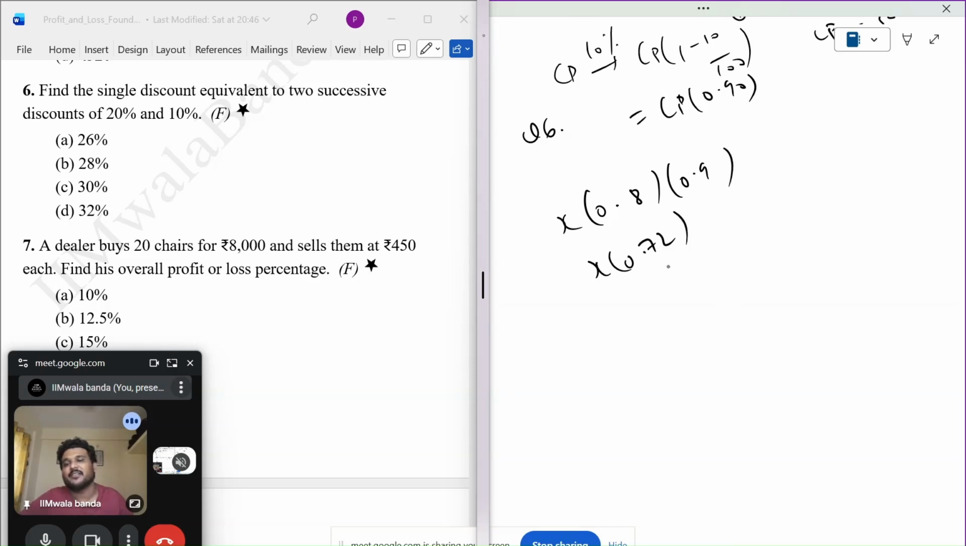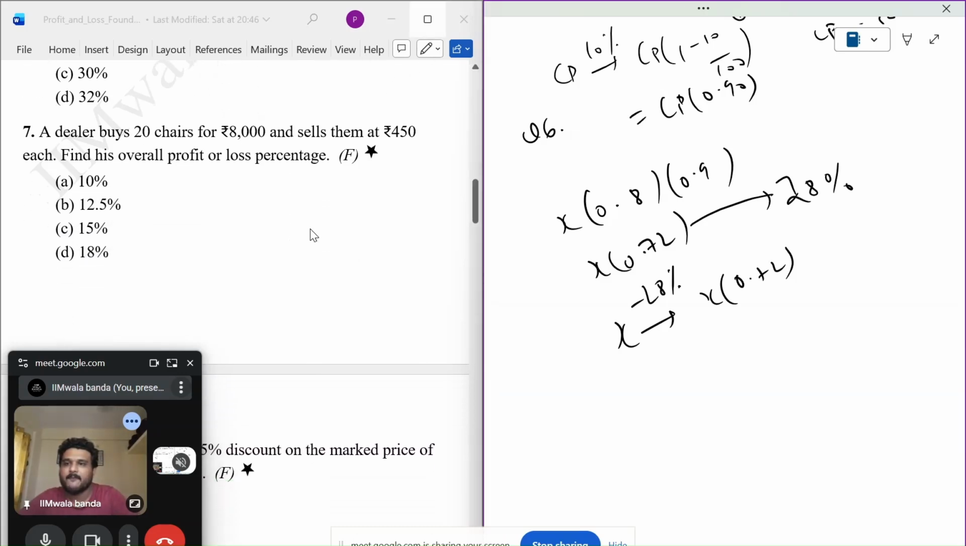So you basically gave how much discount? Not 72%. You gave how much? 28%. Because if I asked you to decrease something by 28%, you would have 100 minus 28 is 72, so 0.72. So now similarly you can say 28% is the overall discount.